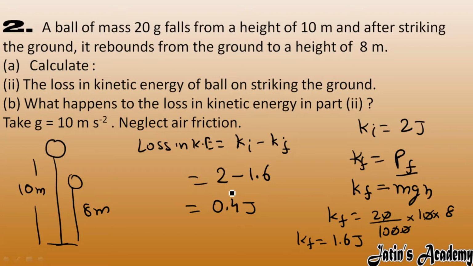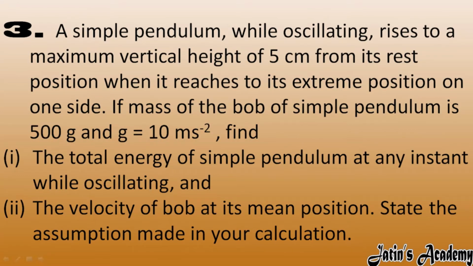Clear? Next we have a simple pendulum while oscillating rises to a maximum vertical height of 5 cm from its rest position. When it reaches its extreme position on one side, if mass of the bob of simple pendulum is 500 gram and g value is given as 10 meter per second square, find the total energy of simple pendulum at any instant while oscillating and velocity of bob at its mean position. State the assumption made in your calculation.